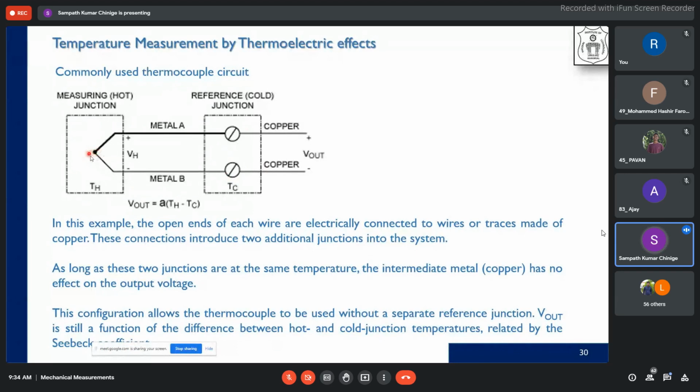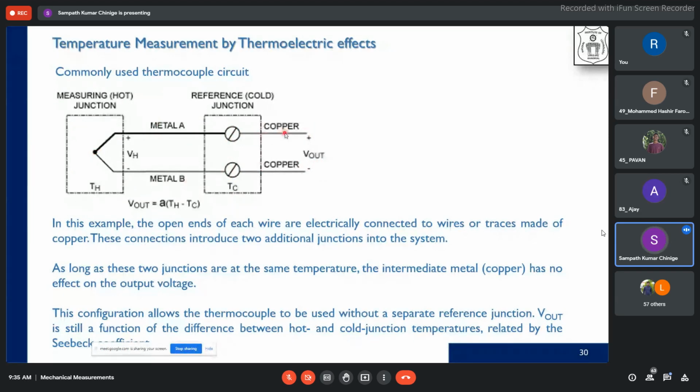We make both of them joined, but the ends are connected to the terminals where the temperature is maintained constant. Again, we have a third material, which is connected into the circuit, but the ends of the two materials are connected at the same temperature. Therefore, we have an output voltage which is the result of the junction temperature between metal A and metal B, and it doesn't include anything related to copper.